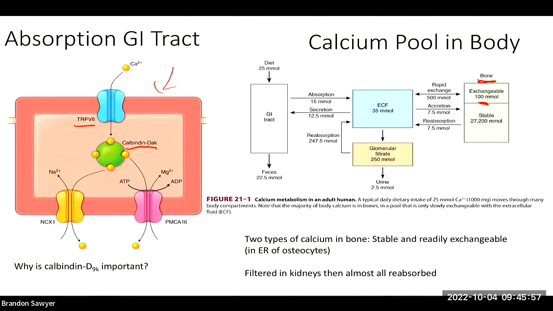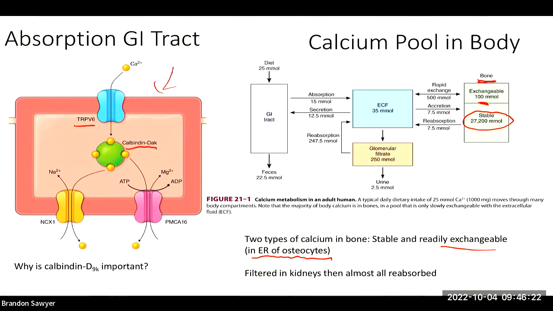Okay, so like it says there, the ER of osteocytes. That's the readily exchangeable type, right? Those cells can be stimulated to pump out calcium, send it out into the blood. But that's only a small amount. Then there's a very large amount of stable calcium, the stuff that's making up the bone itself. That's the calcium phosphate salts in bone.